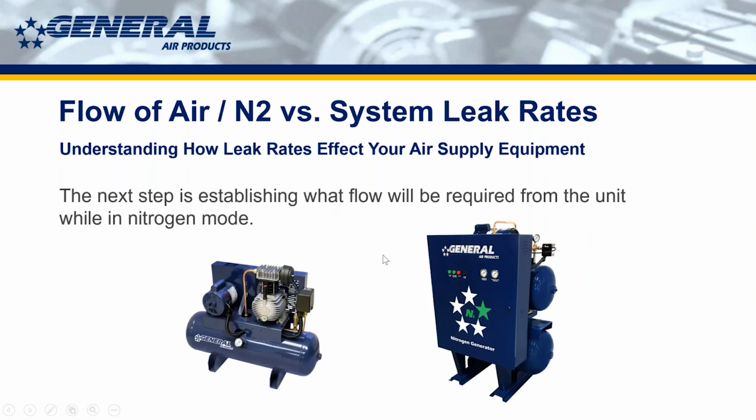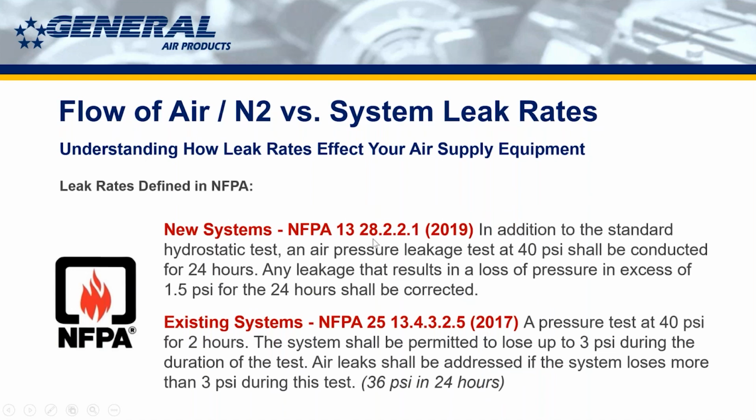So once we establish the flow to fill the system in 30 minutes, we need to know what flow will be required of the unit while it's in nitrogen mode, or maintenance mode, is what we often refer to it as. Because at this point, we're not filling the system, we're just trying to maintain the right pressure. And you need a certain flow in order to maintain the right pressure. So this is where we pull that information from.